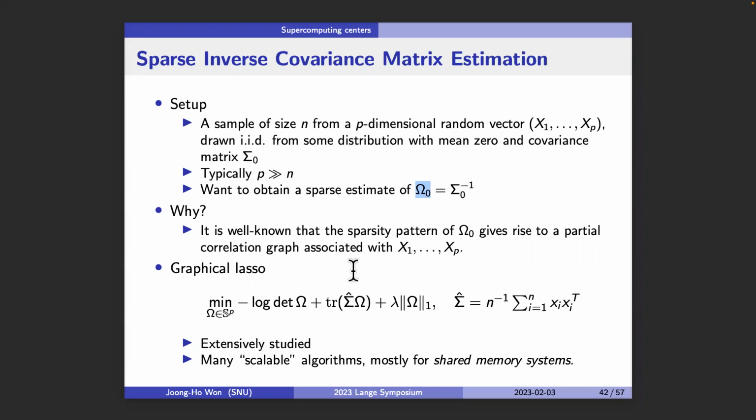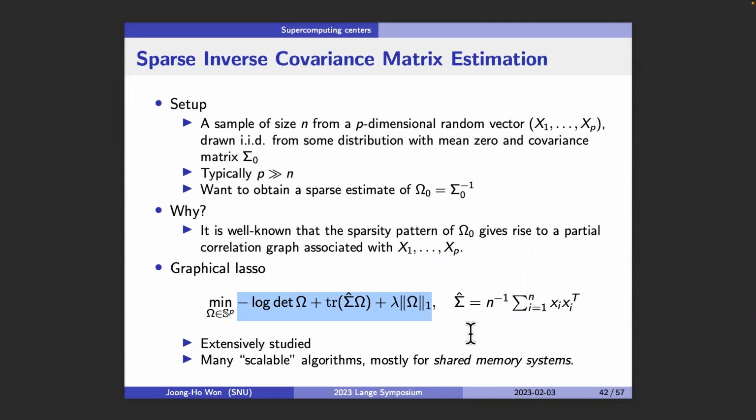The reason for doing this is that the sparsity pattern of this omega naught matrix gives rise to a partial correlation graph associated with these p random variables. And probably the most famous model for solving this problem is the graphical lasso problem. The first two terms correspond to the Gaussian log likelihood, the log likelihood of the multivariate Gaussian distribution, and the last term is just an L1 penalty. And this problem has been extensively studied, and many scalable algorithms have been proposed.